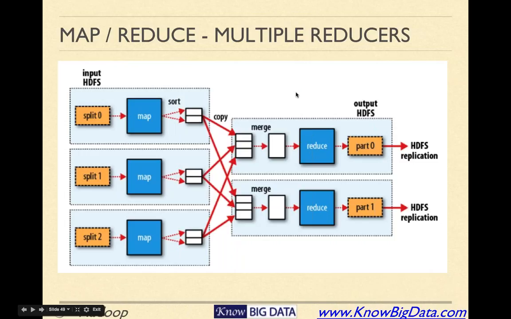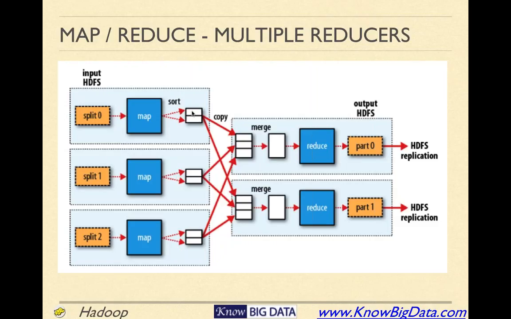Okay, now on what basis does this division happen? On what basis do we send some of the keys to one reducer, and some of the keys to another? On what basis? Okay, it is based on a piece called the partitioner.